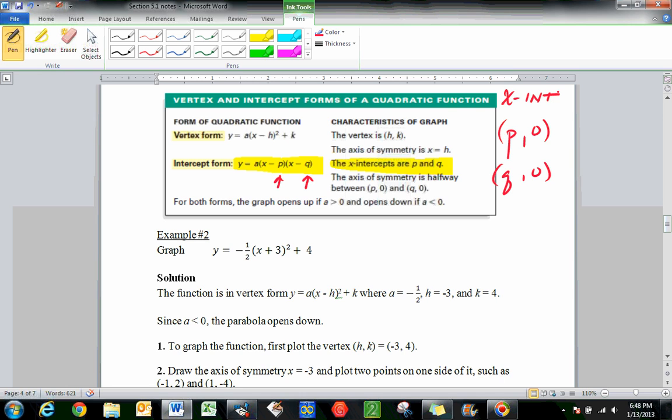Now, these 2 points, the p and the q in the intercept form, act similar to the h in the vertex form, where it's x minus p and x minus q, which is going to give us the opposites of those to get the p and the q value.